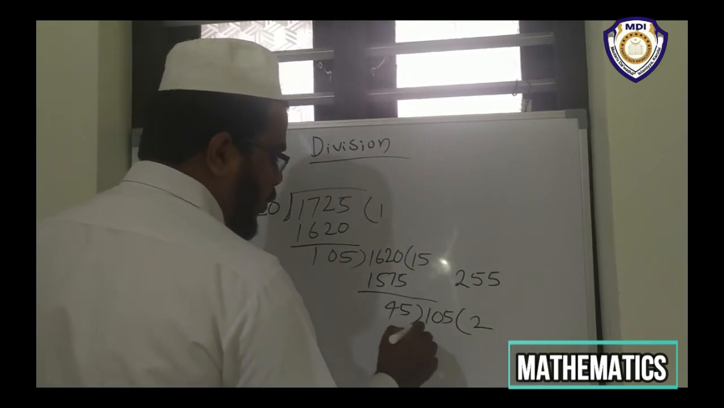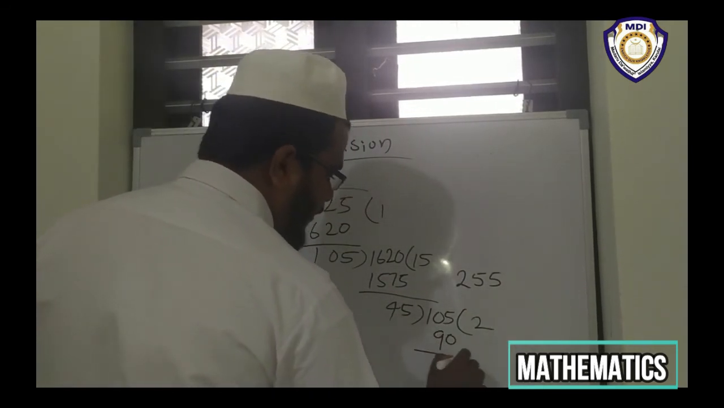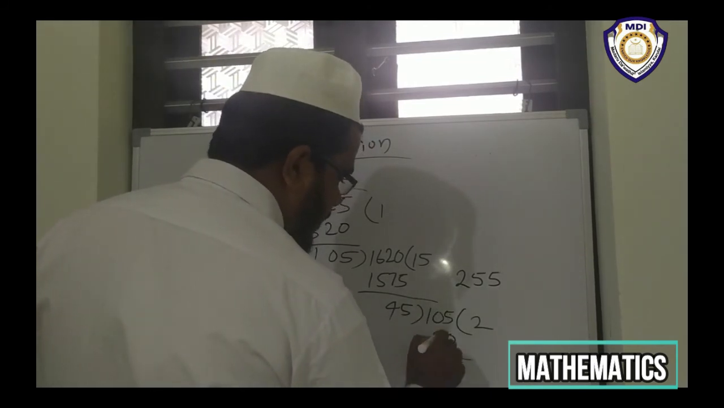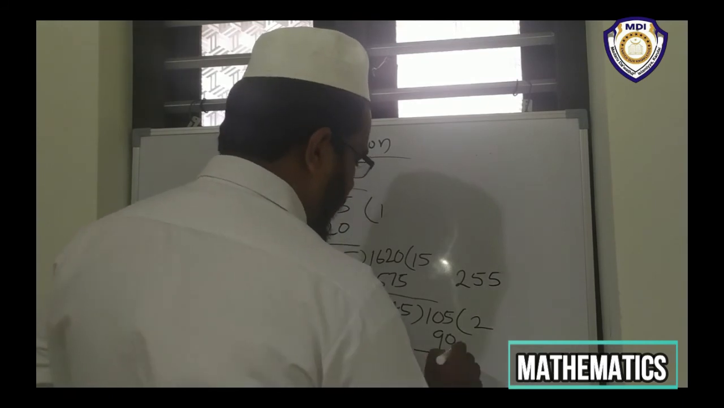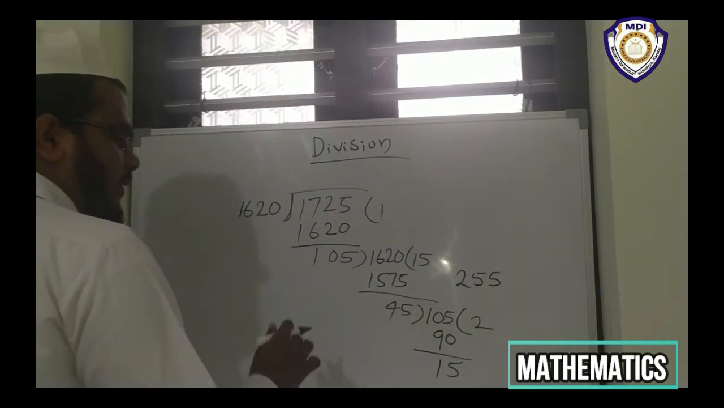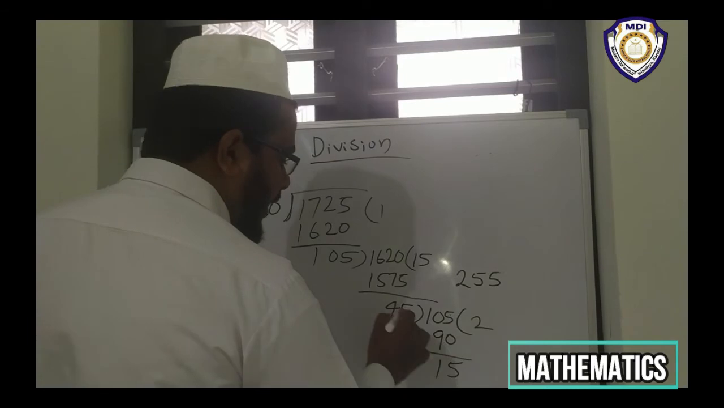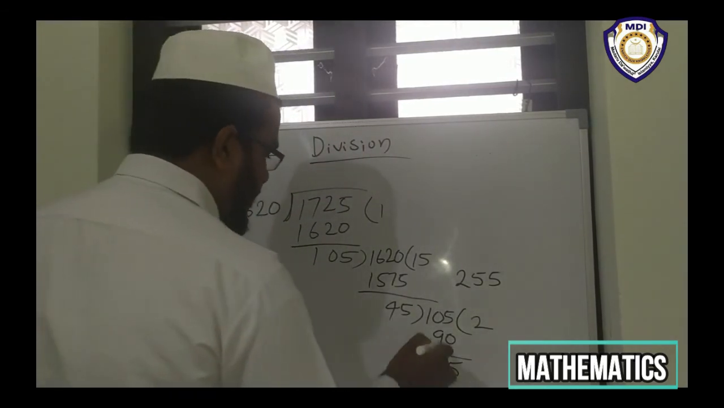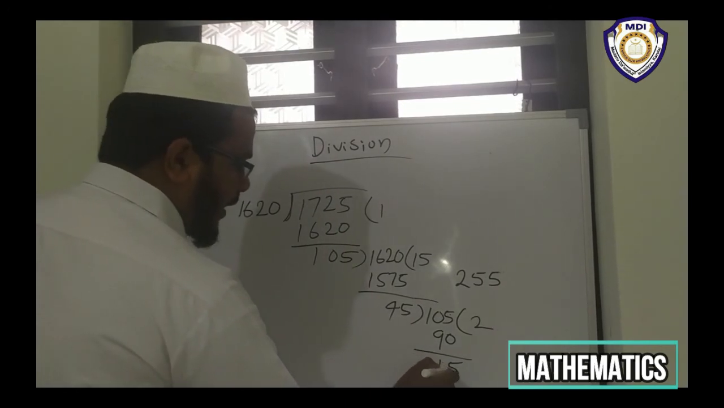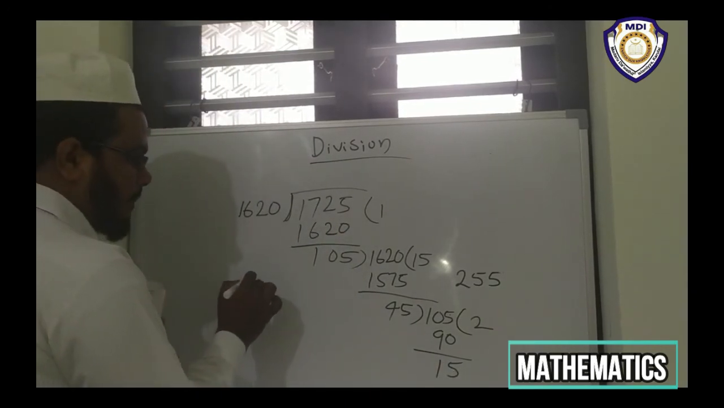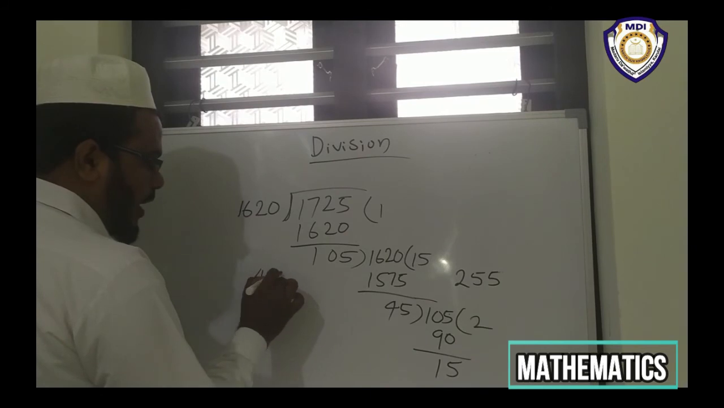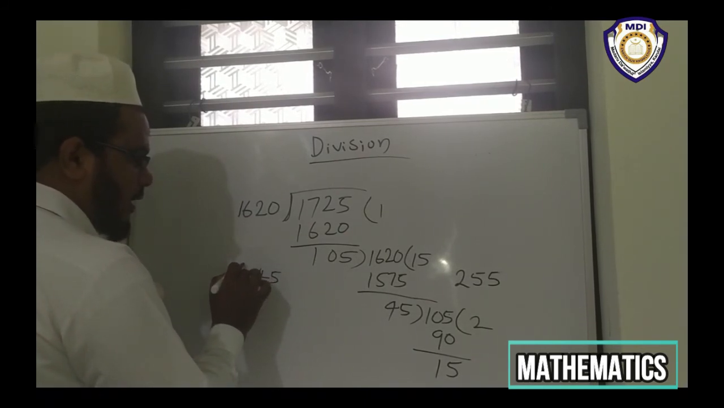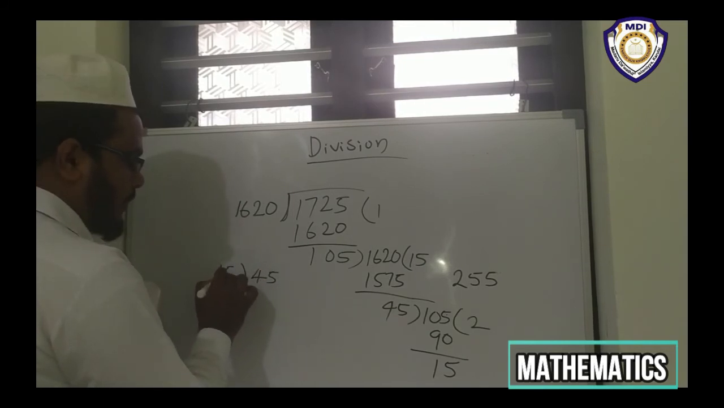Then 290. Then 5 minus 0, 5. 10 minus 1. Then it becomes the divisor and 45 becomes the dividend. Can you see? I can write here. Then 45 becomes the dividend and the divisor 150.